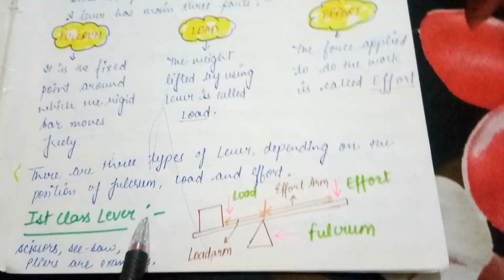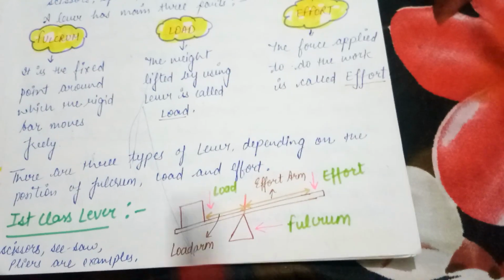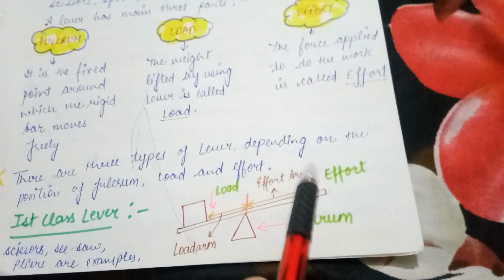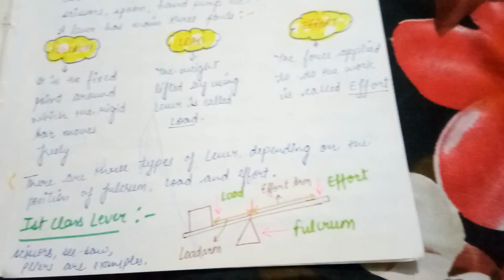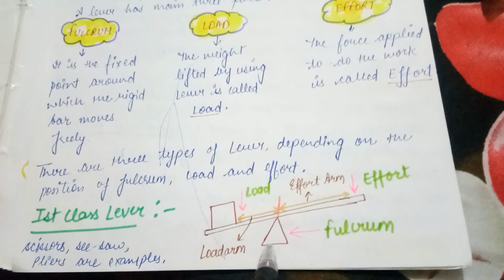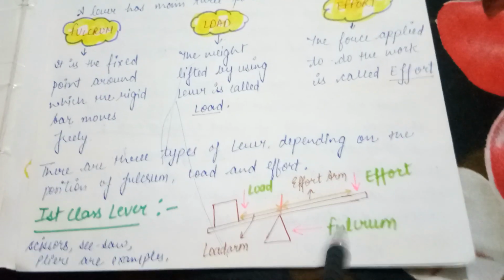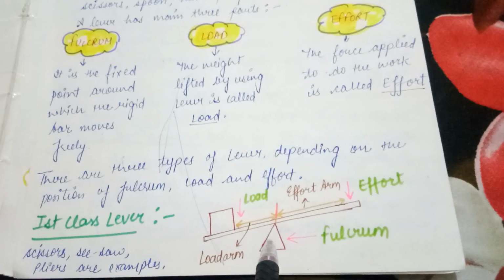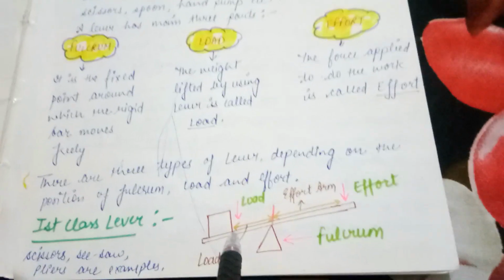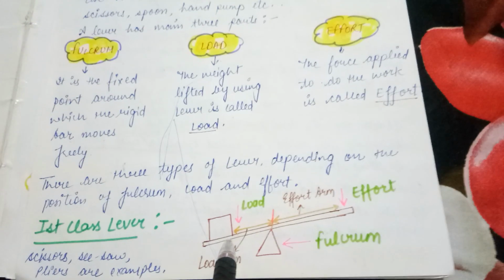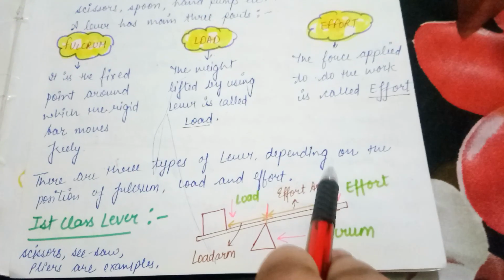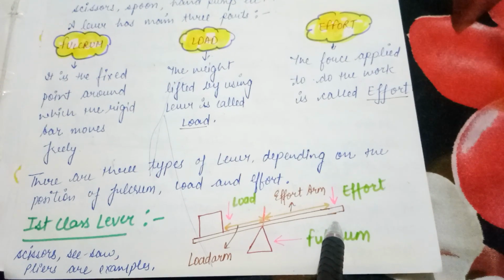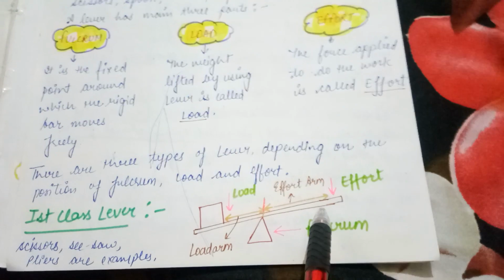The first class lever. Now I have drawn the diagram of a first class lever. To which does it resemble? Yes, the seesaw in the playground. So this is the support, which is the fulcrum. This is the fixed point. This is the load which you want to lift, and at this point you will apply the effort. So this is effort.